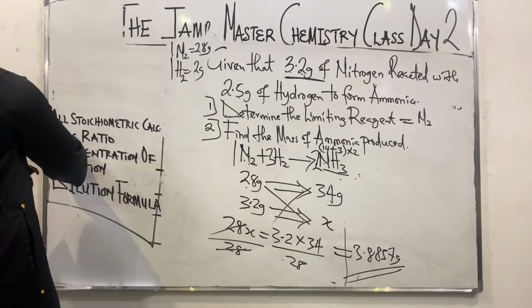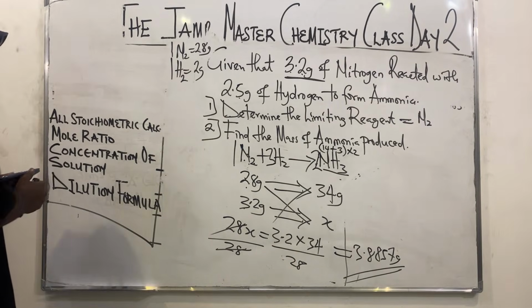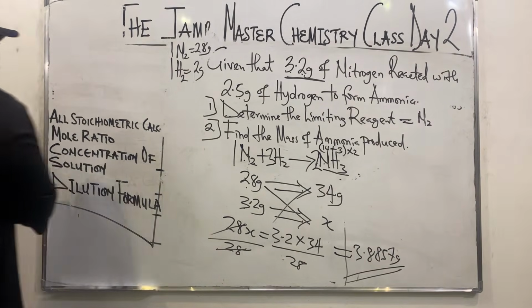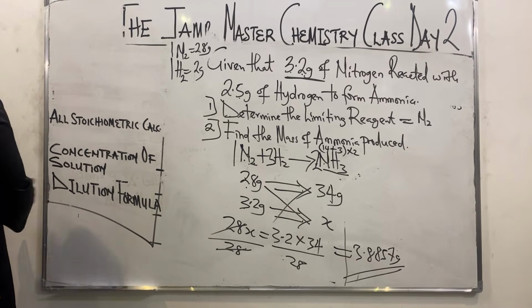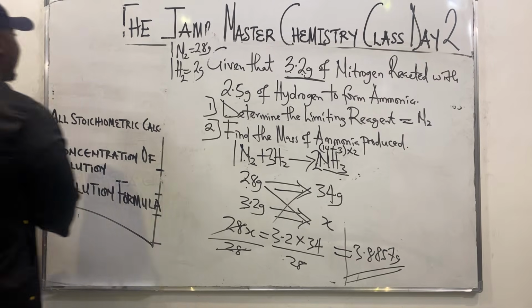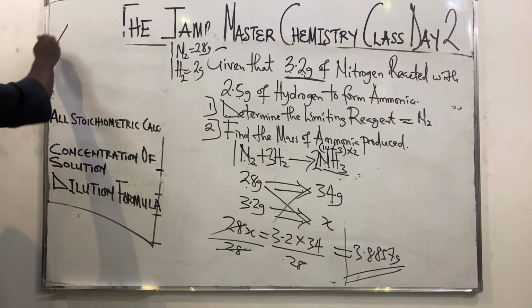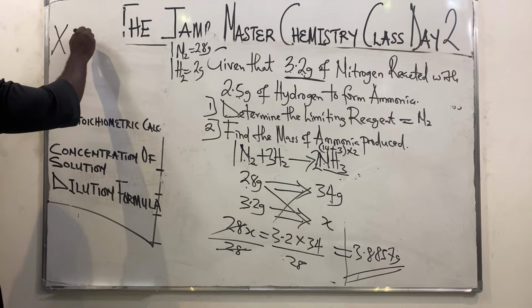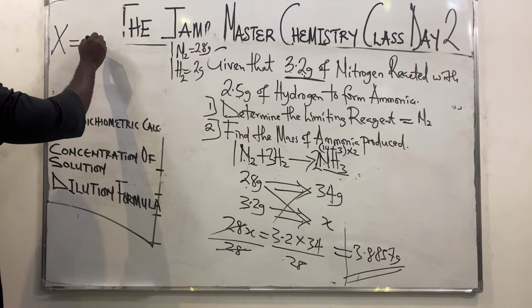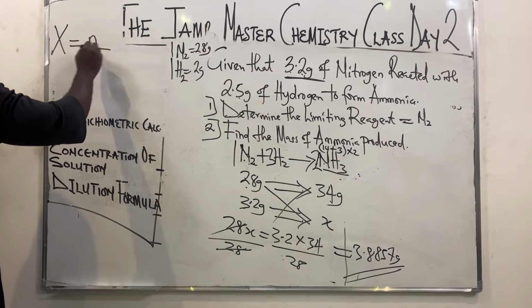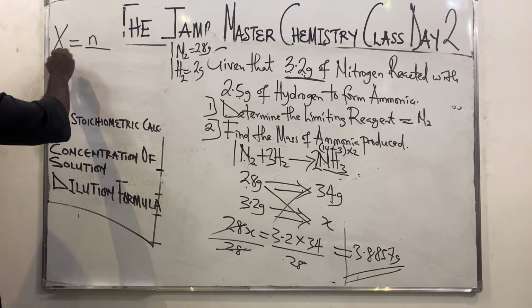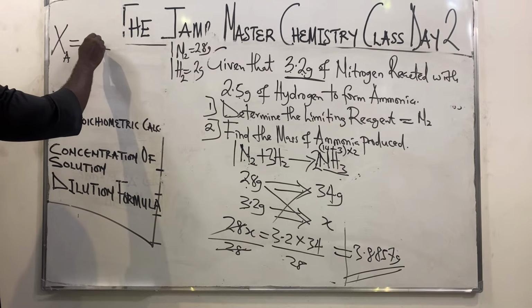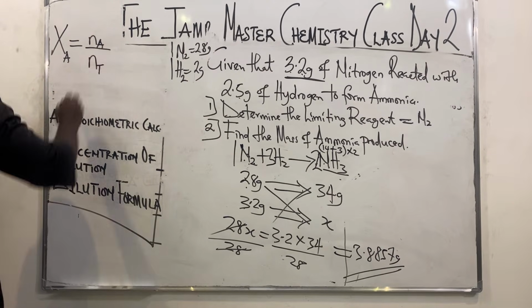Let us now go to other stoichiometric calculations. While you are writing this, let me quickly touch on mole ratio. It's very simple. Class, if they ask to find the mole ratio of any compound, the symbol for mole ratio is X. Mole ratio is simply the number of moles of a substance all over the total number of moles. So the mole ratio of a substance A is the number of moles of that substance divided by the total number of moles. I will explain, don't worry.